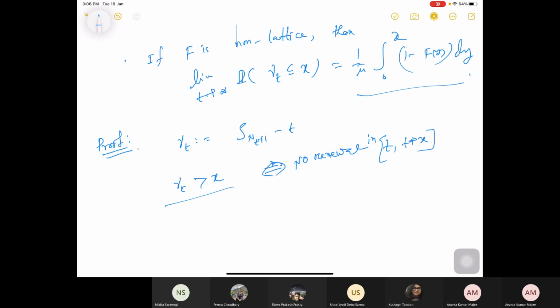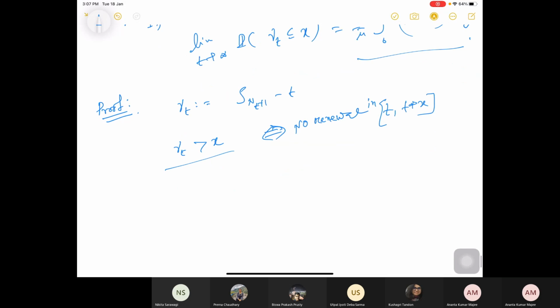Nu t is greater than x, that means S of N_t plus 1 minus t is greater than x. So S of N_t plus 1 is greater than t plus x, is it not? So that means there is no renewal, because at t we know that the number of renewals is N_t, and hence in t to t plus x there is no renewal. So I take Z_t, which is my probability that nu t is strictly greater than x.